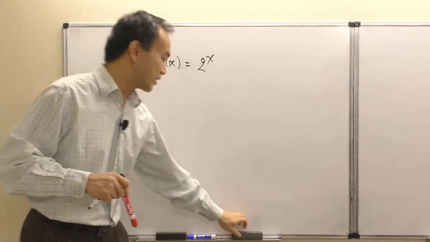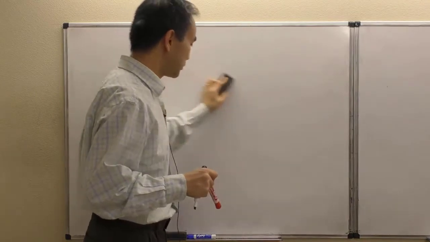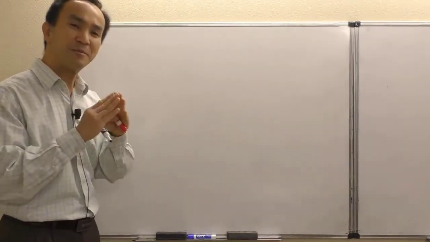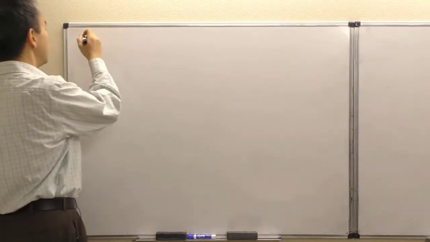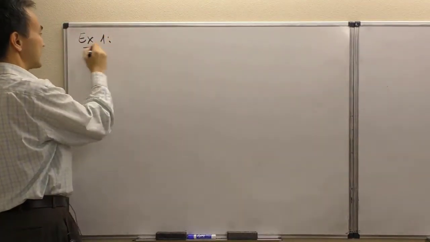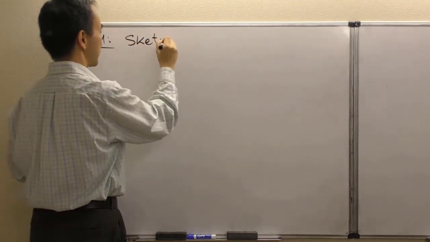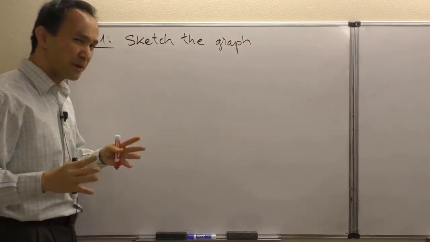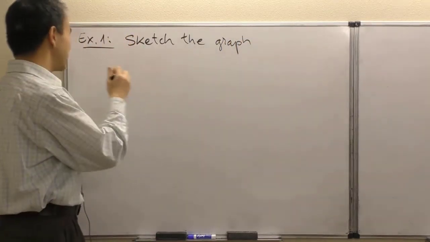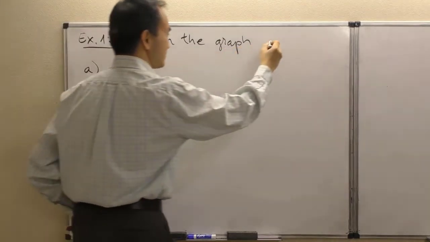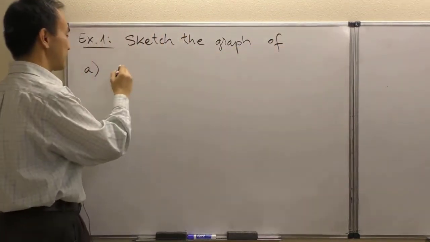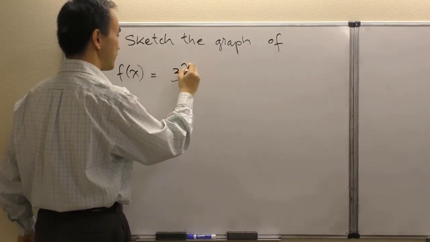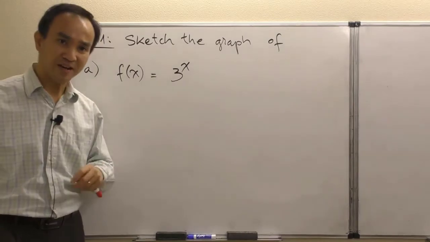All right, we have seen the 2 to the x function being graphed earlier, so there's no need to repeat that one. Let's repeat the steps, but now, I'm going to call it example 1, we want to sketch the graph. It means now we try to do this by hand with paper and pencil, okay? Sketch the graph of, in part A of the example, the function 3 to the x. So f of x is 3 to the x. I just made that call right there.